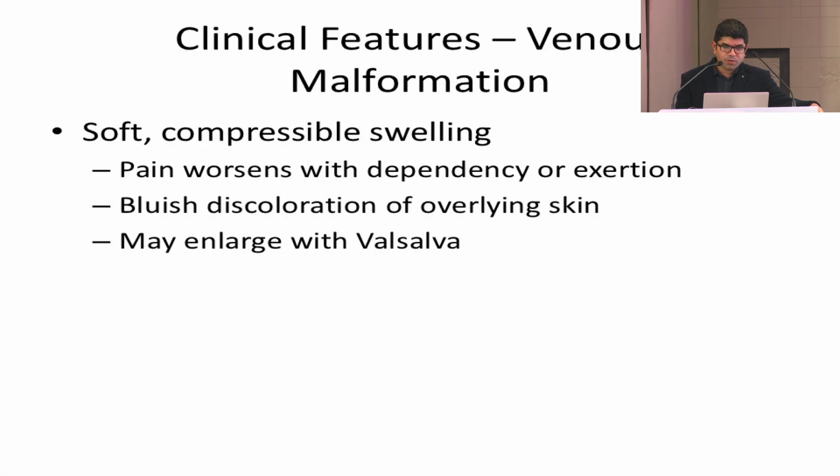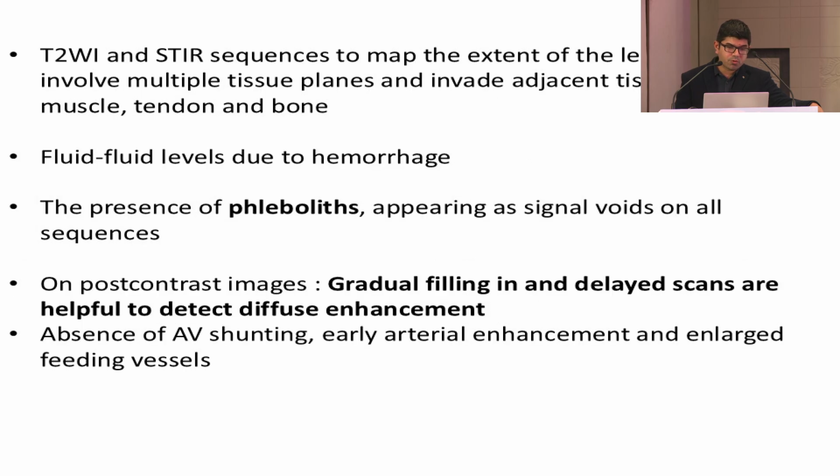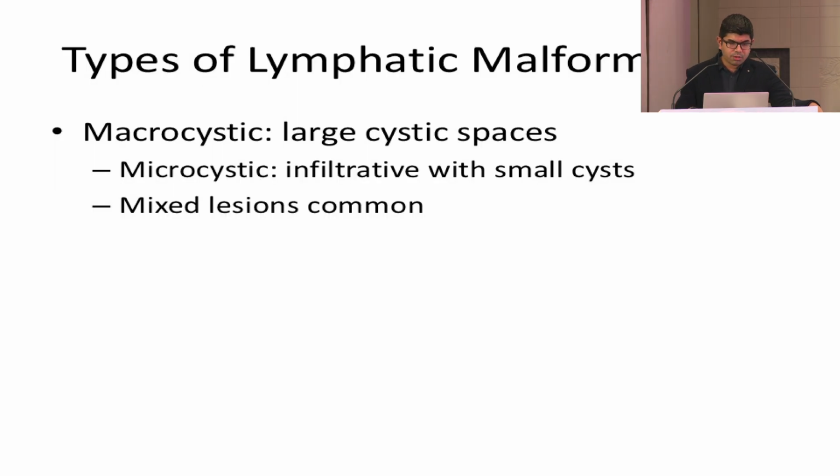Second case, we'll go with the venous malformation. This was a patient with a complex, that is veno-lymphatic, malformation. There was a venous component as well as a lymphatic one. So these are the MR sequences which show cystic spaces as well as flow voids. So this was a veno-lymphatic malformation. This was another case of a veno-lymphatic malformation.